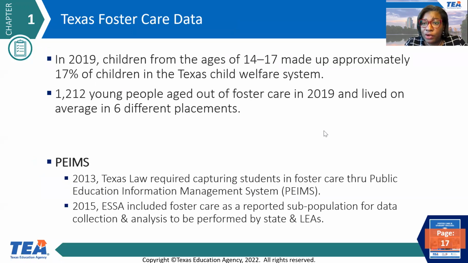So now, also in chapter one, we talk about Texas foster care data. In 2019, students from the ages of 14 to 17 made up approximately 17% of students in Texas in the child welfare system. That's a lot of students. And we want to show you also that 1,212 young people aged out of foster care in 2019 and lived on average in 6 different places. So having that information and knowledge gives you that sensitivity to work with those students who may come to your campus who are experiencing foster care at that time. So it gives you a lot of knowledge to work with those students.